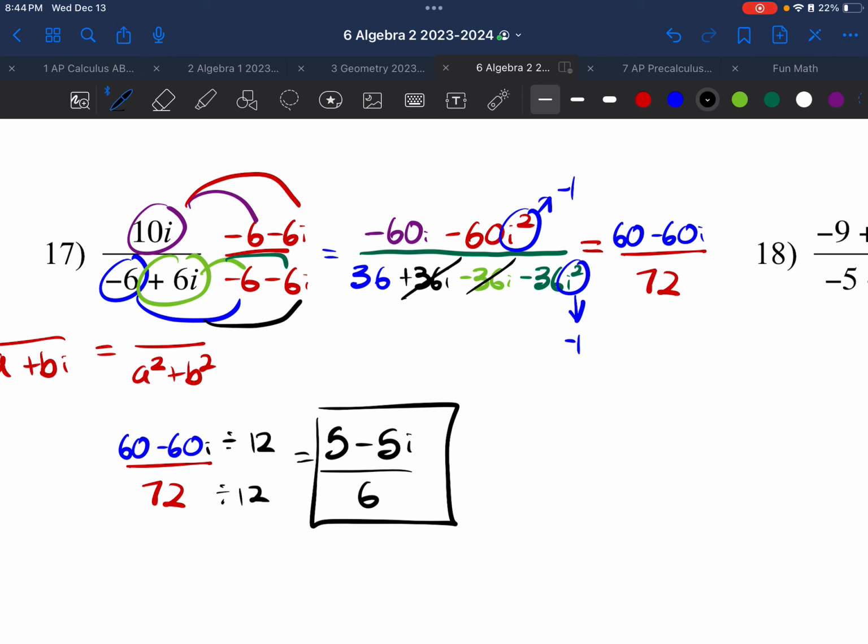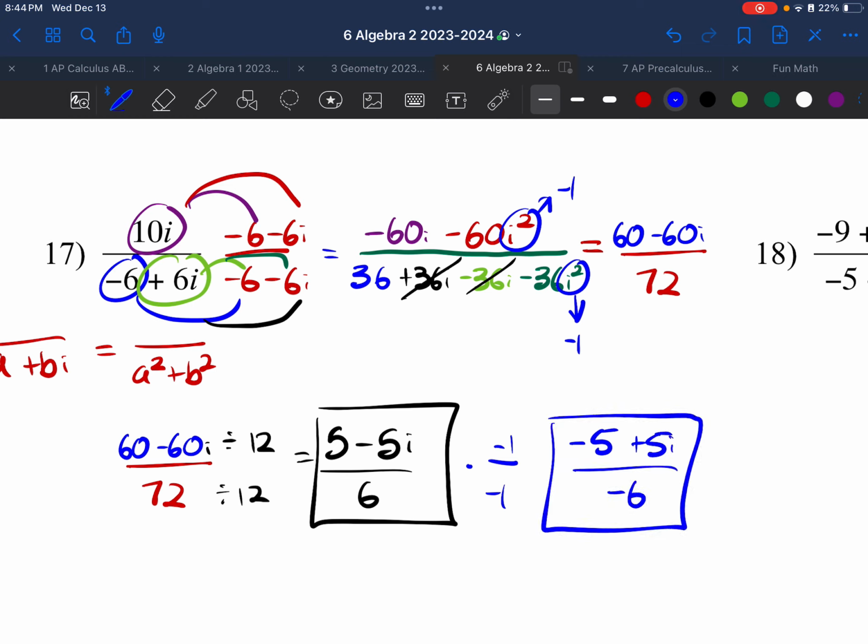In terms of checking the answer key, just be aware that I can always multiply both the numerator and denominator by a negative 1, which means the answer could also, in theory, be a negative 5 plus 5i all over a negative 6. That is also a valid answer. You do not need to put both of these. Either one is fine to get your full points.